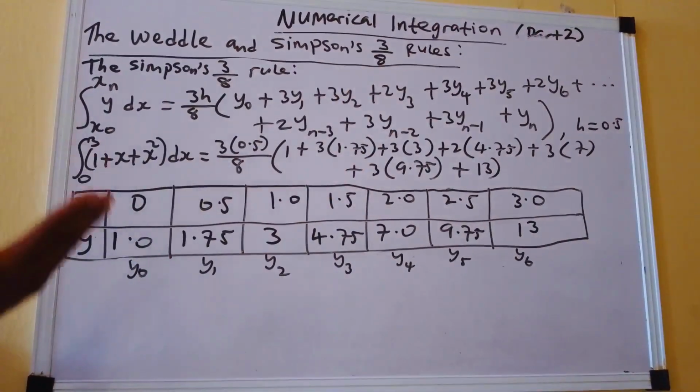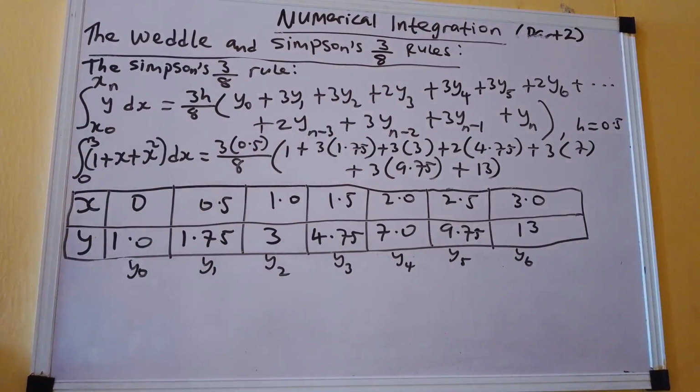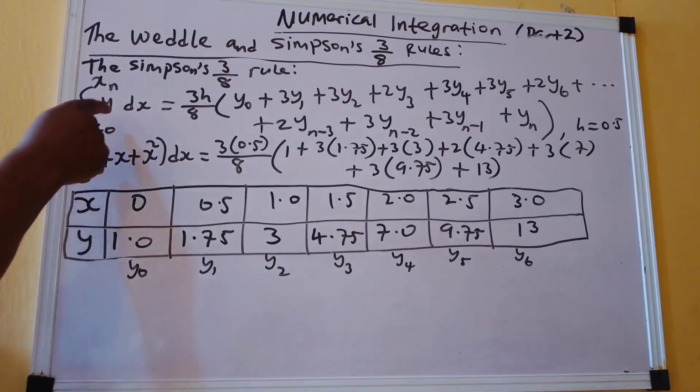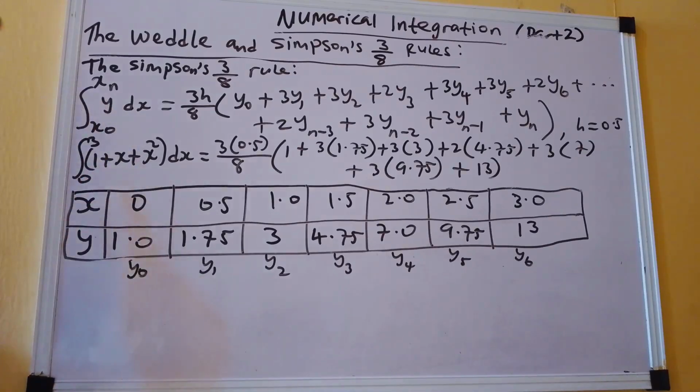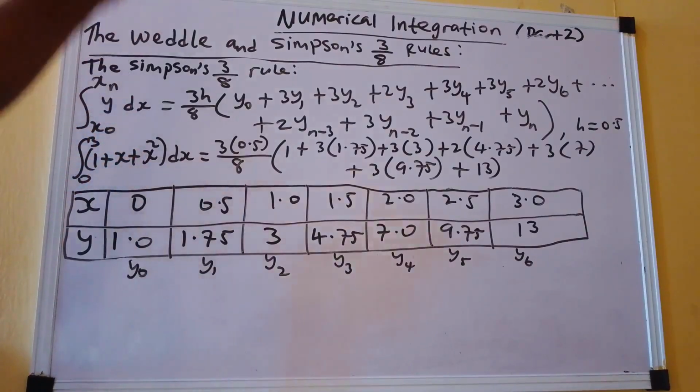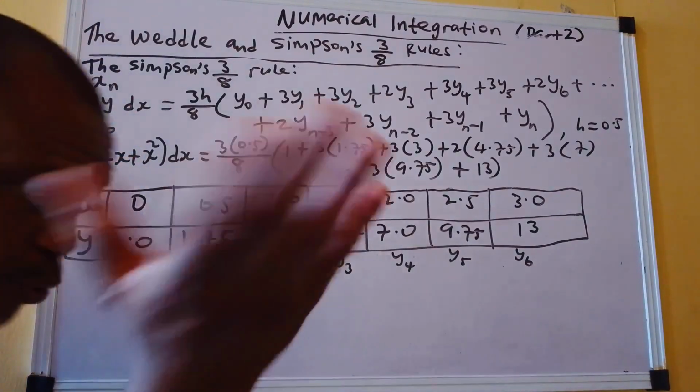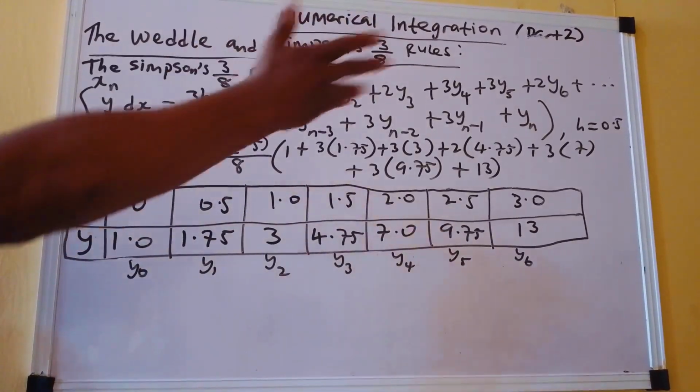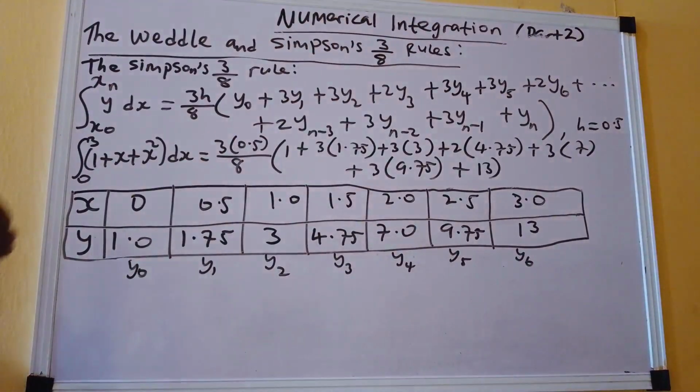It's not unlike the Weddle's rule that it must have x naught to x6. But for the Simpson's 3/8 rule, you can have as many y's up to y20. What you just need to do is to be applying the formula. But we are just using it to solve the same problem and see the result we are going to get.